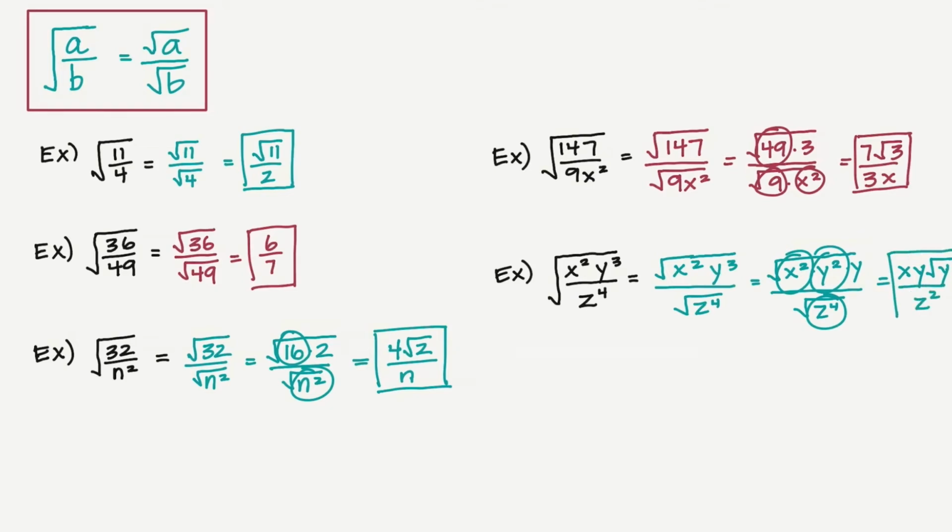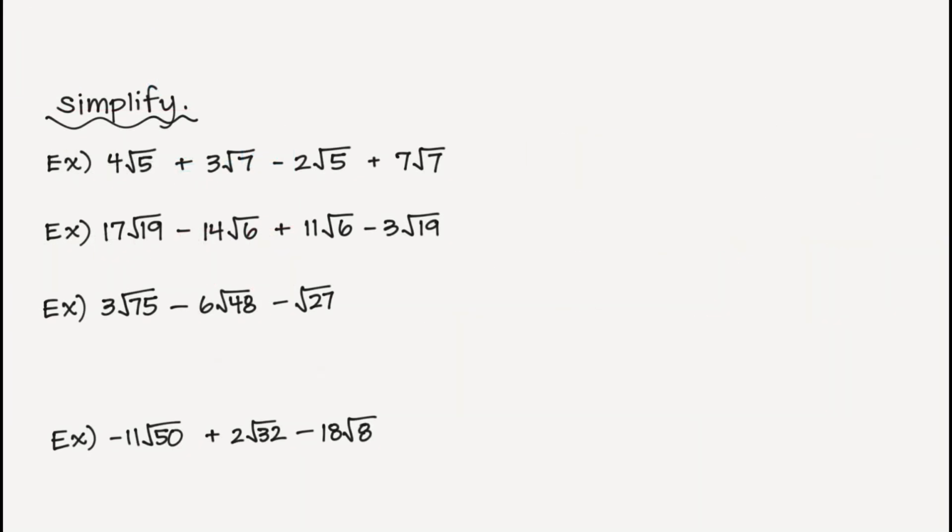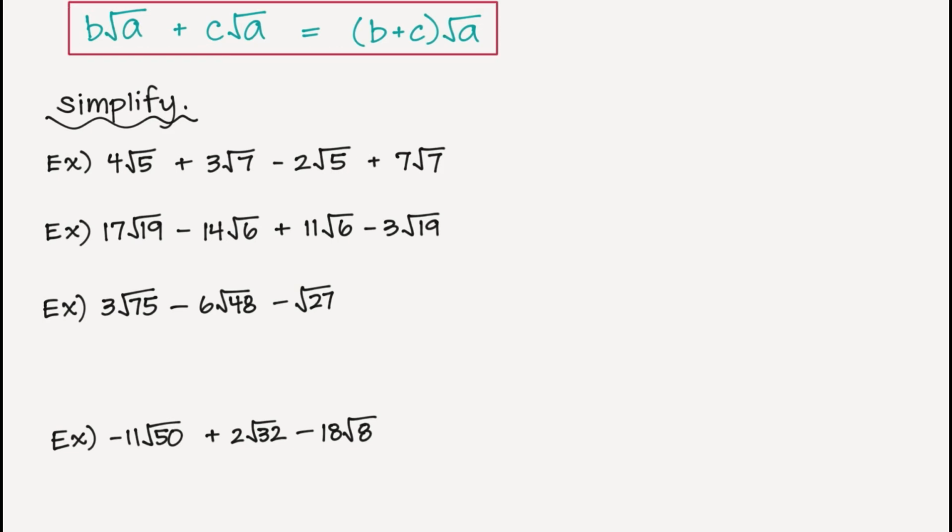All right, let's go ahead and move on now to another type of problem where you would have a number times the square root of, let's say, a, plus a different number also times the square root of a. If that's the case, you can add those outside numbers and multiply them both by the square root of a. So it only works if whatever's inside of the radical is matching.